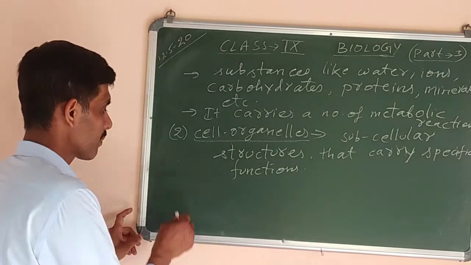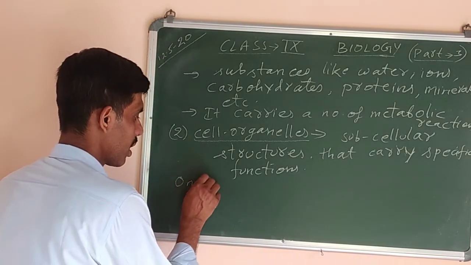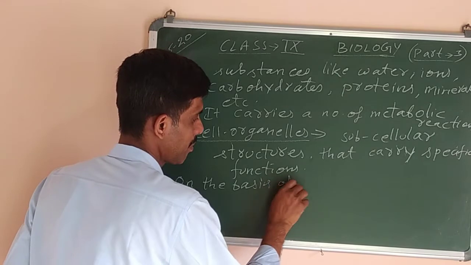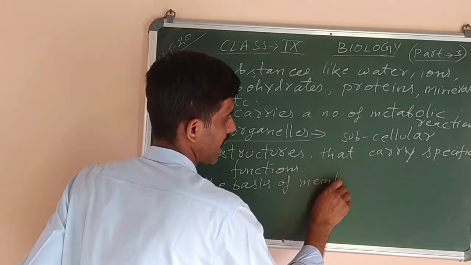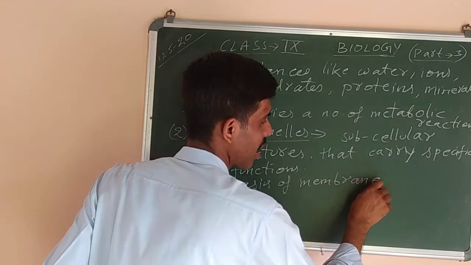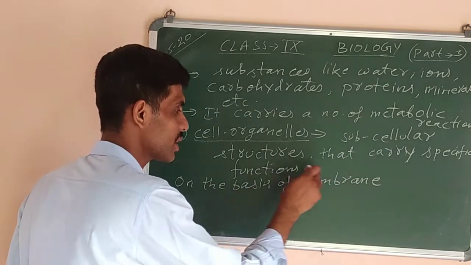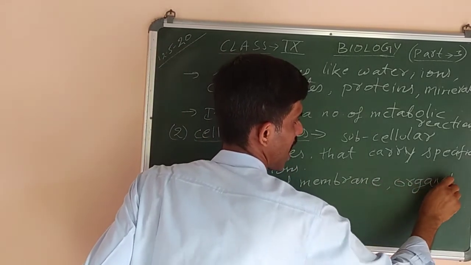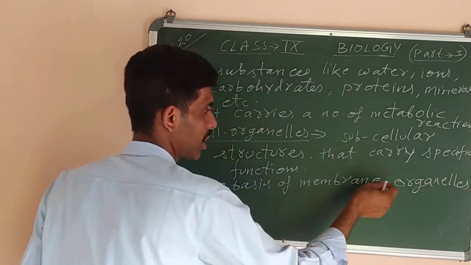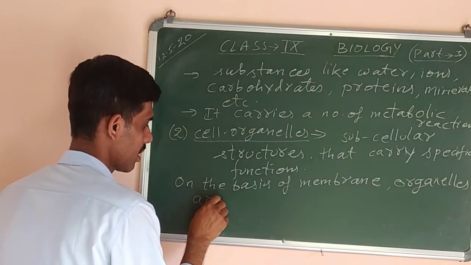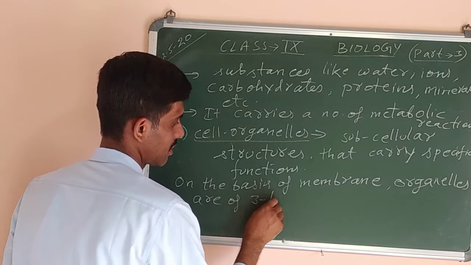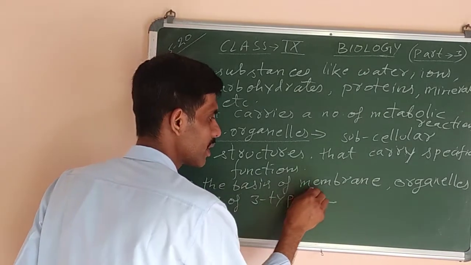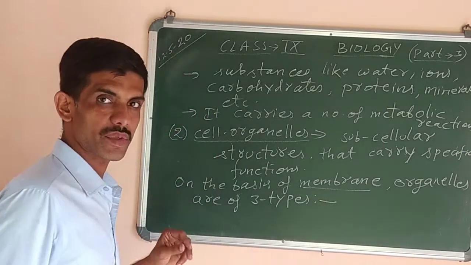Now, next is, on the basis of membranes, like whether the membranes are, the membrane means the outermost covering. So on the basis of membrane, organelles are of 3 types. Cell organelles are of 3 types. 3 types of cell organelles are found on the basis of the membranes.